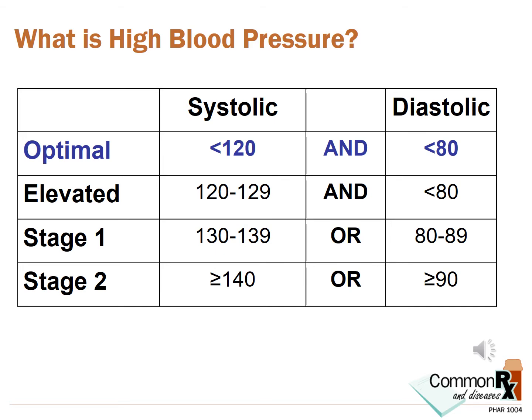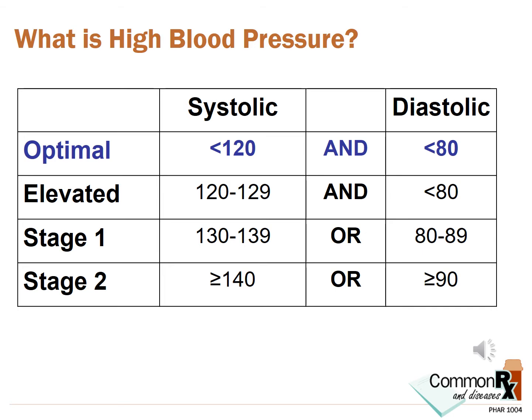Next is stage 1 hypertension with the systolic between 130 and 139 millimeters of mercury, or a diastolic between 80 to 89 millimeters of mercury. Stage 2 hypertension is defined as a systolic greater than or equal to 140 millimeters of mercury, or a diastolic greater than or equal to 90 millimeters of mercury.